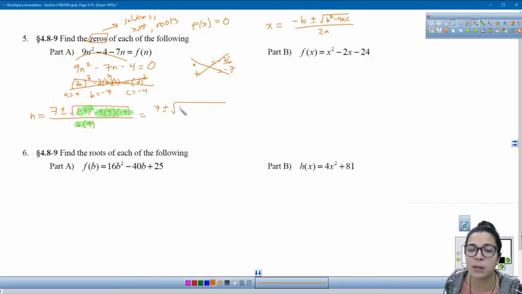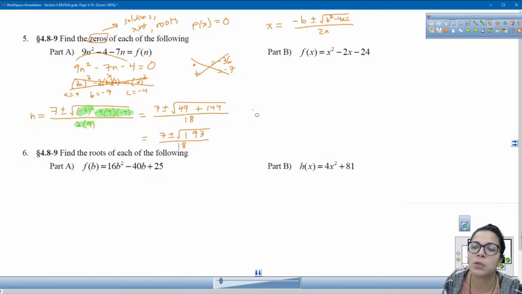Now -7 squared is +49. -4 times 9 is -36. -36 times -4 is +144. And in the denominator, 2 times 9 is 18. Now that we have each term simplified, we can go ahead and combine and add 49 and 144 together. 49 plus 144 is 193. So this answer is 7 plus minus the square root of 193, all over 18. Now, 193, if you try to simplify that radical, there is nothing that you have two copies of, so it does not simplify any further, and that is your final answer.